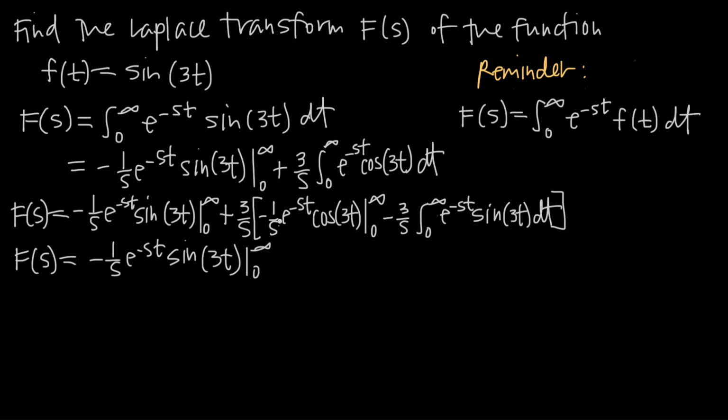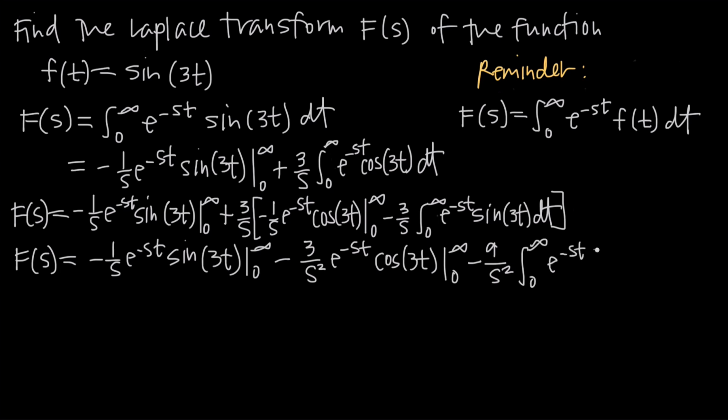So we have 3 over s times a negative 1 over s. That's going to give us a minus 3 over s squared e to the negative st cosine of 3t evaluated over 0 to infinity. And then we're going to distribute our 3 over s across the negative 3 over s times the integral. That's going to give us a minus 9 over s squared times the integral from 0 to infinity of e to the negative st sine of 3t dt.